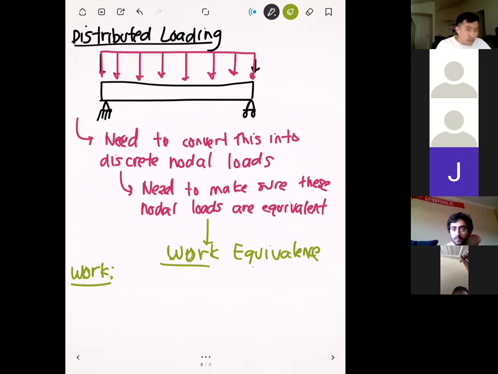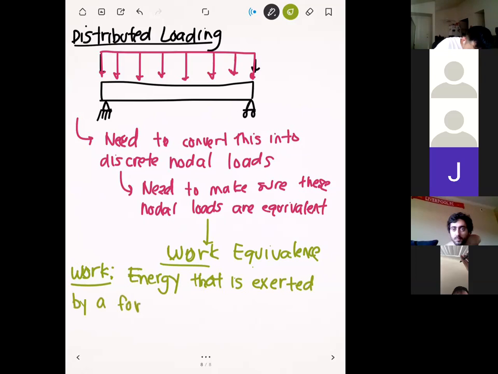Okay, so work is a unit of energy, and in particular, it's the energy that is exerted by a force acting on an object over a certain distance.